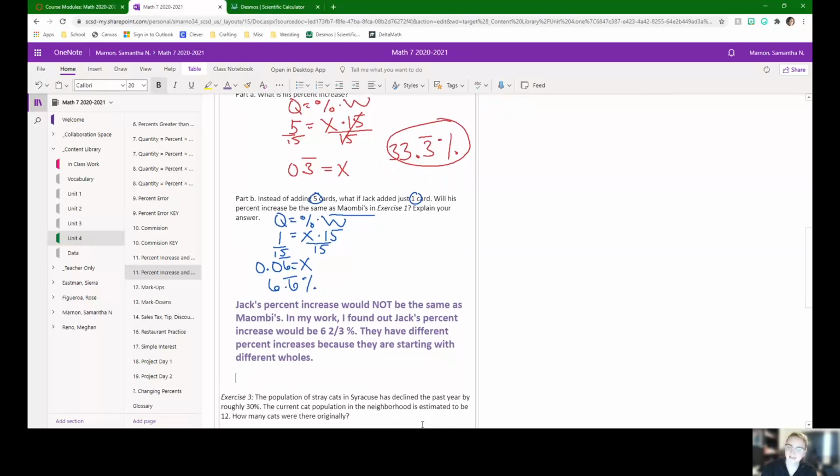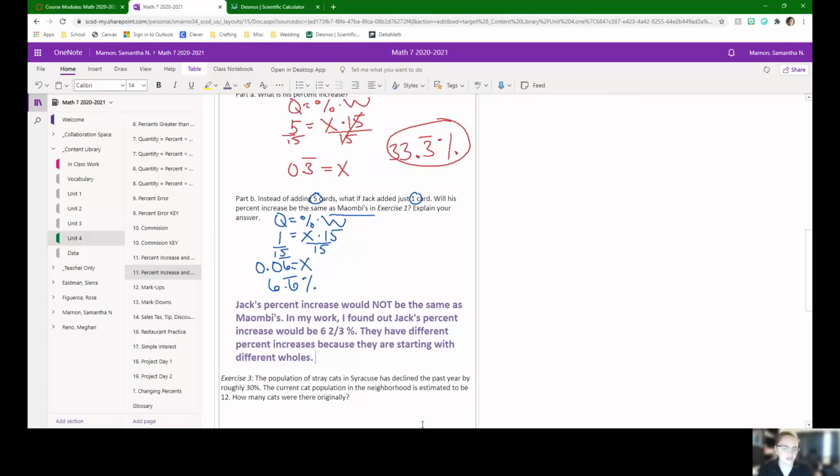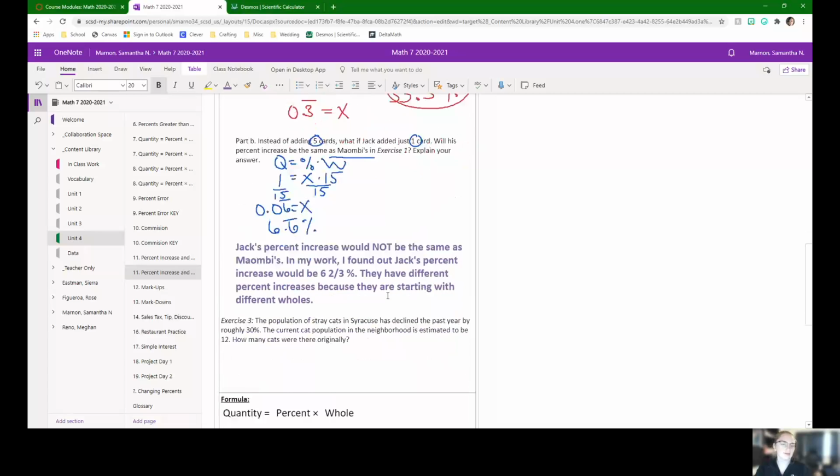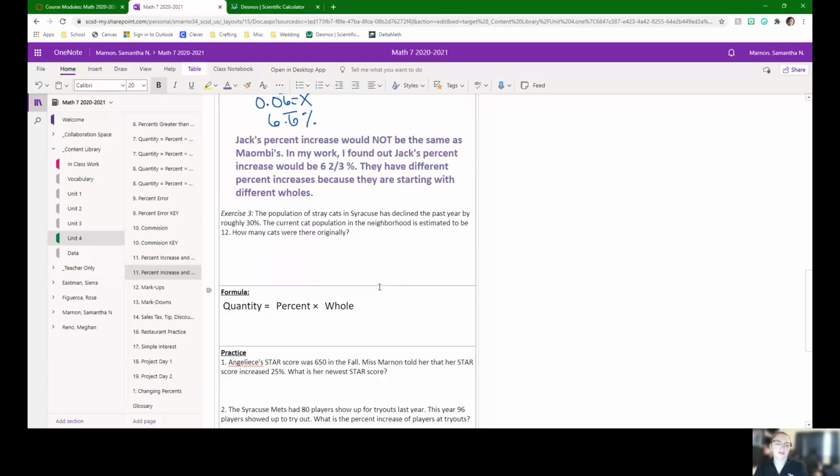So you don't need to phrase this exactly like me. There's a million different ways you could say it. You could use just your work, or you could just reason it out, as long as you have some kind of explanation and reasoning.